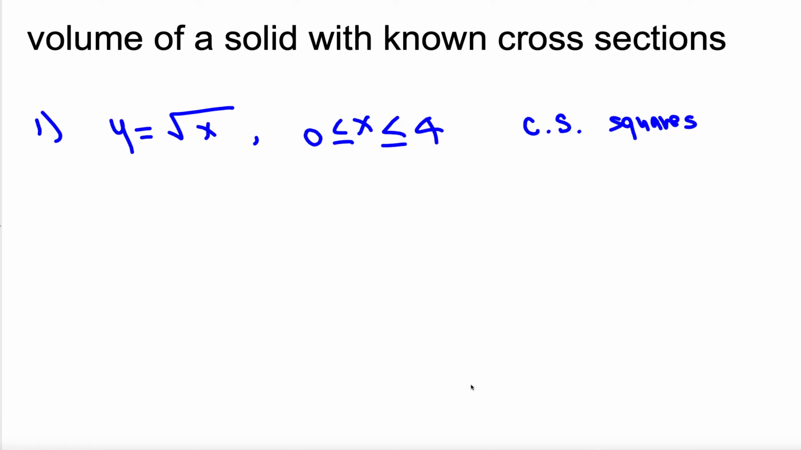Like to look at is we like to look at finding volumes of a solid with known cross sections. So we're going to be looking at a few questions together and then see how we can find those volumes. So now first is y equals square root of x, where x goes from 0 to 4, and given that the known cross section is the square. Now let me attempt to try to sketch this one for you.